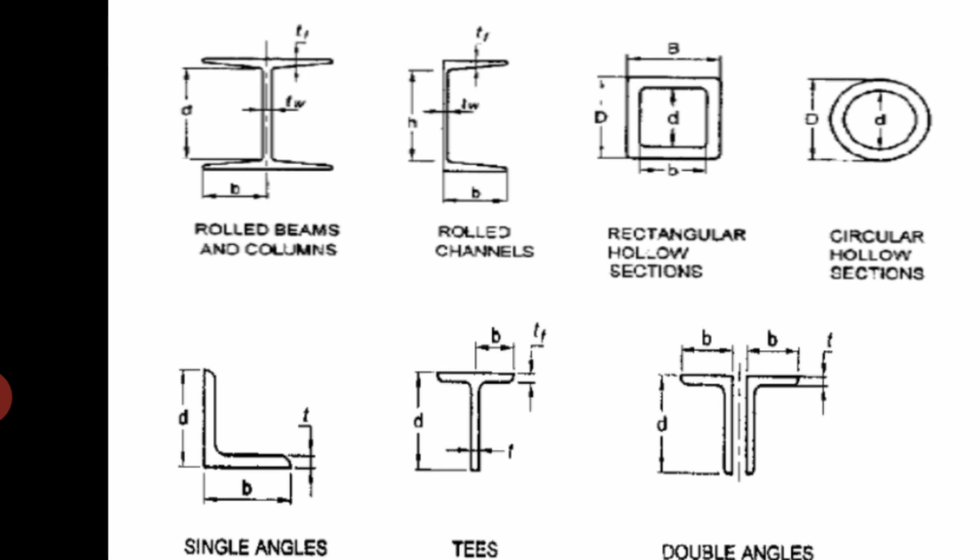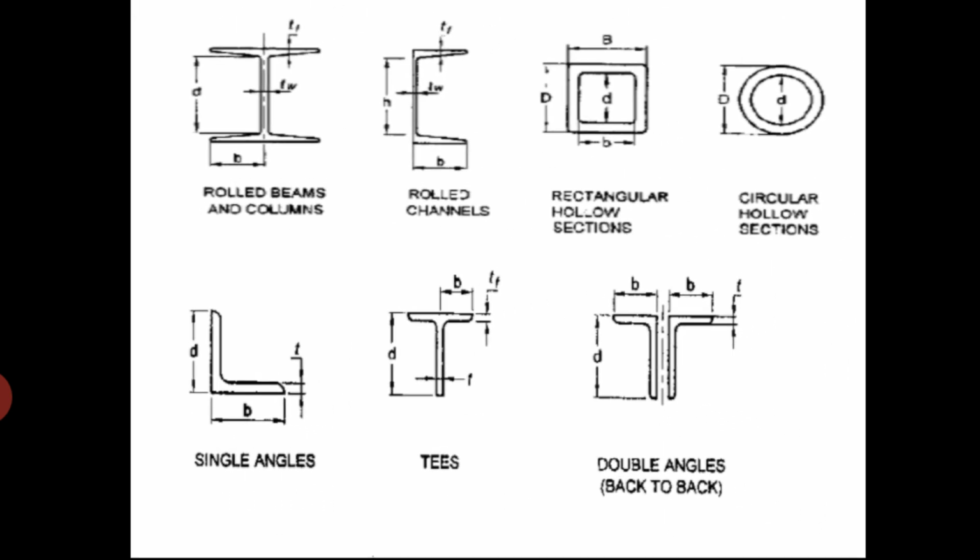So to classify these sections as mentioned previously, whether compact, semi-compact or plastic, you have to take the individual elements. Individual element means the web is one element and the flange is another element. Then you have to calculate the ratios, that is width to thickness or depth to thickness, and based on those ratios, I'll show here in the table.